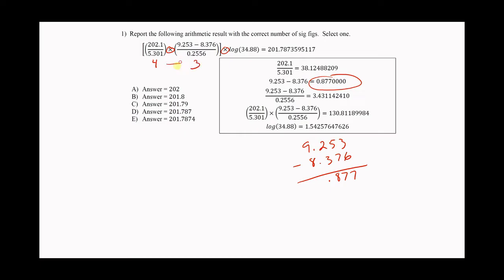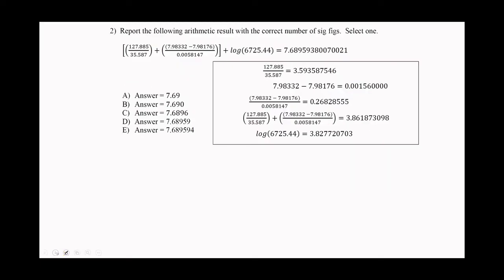When we multiply these two together, once again, 3 sig figs wins. And then we'll multiply it by the log of 34.44. There are 4 sig figs here, but that actually drives it here too, because the one in front, it'll be 5 numbers, but 4 sig figs. But once again, 3 is still smaller, so we can only keep 3 sig figs in the answer. So the answer is A.